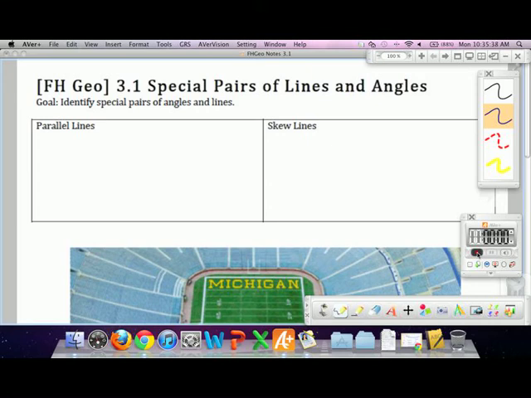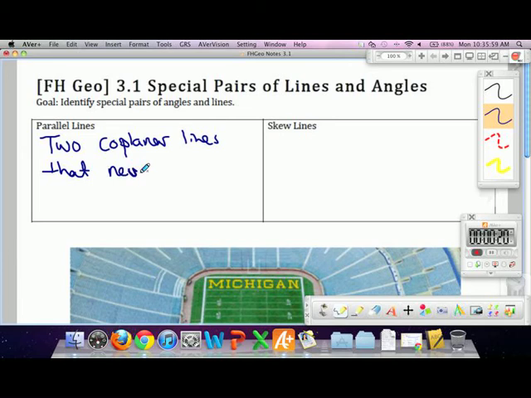Parallel lines. The definition we're going to use for parallel lines is the following: two coplanar lines that never intersect.